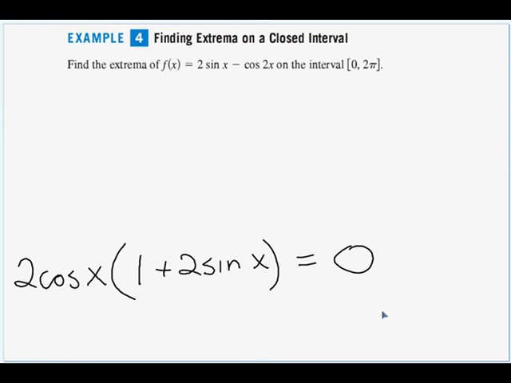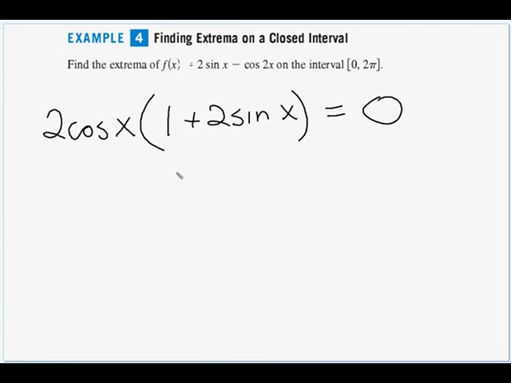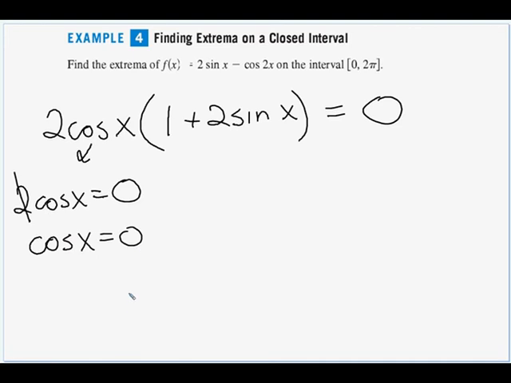So we've set the derivative equal to 0 and factored it. Now we set each factor to 0. When 2 cos x equals 0, we can divide by 2, and that's gone. And then we just have cos x equals 0. Where does cos of x equal 0? Well, if we think back to the unit circle, that's going to be occurring on the y-axis, positive and negative. So that occurs at pi over 2 and at 3 pi over 2.